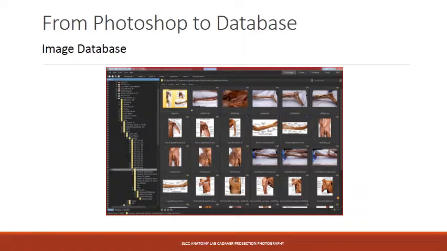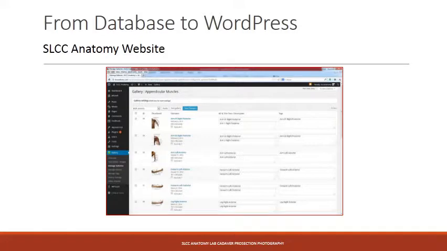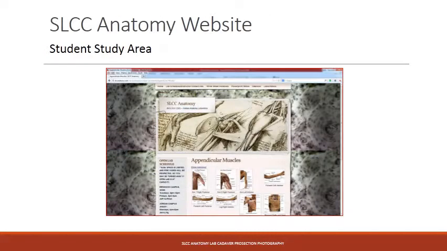The images are carefully organized in a photo management database. The fourth and final step involves uploading the finished images to the Salt Lake Community College Anatomy website. Here, students can study and review what they have learned in their labs.